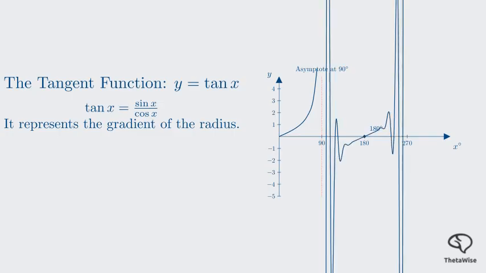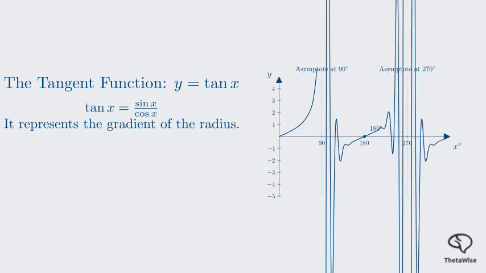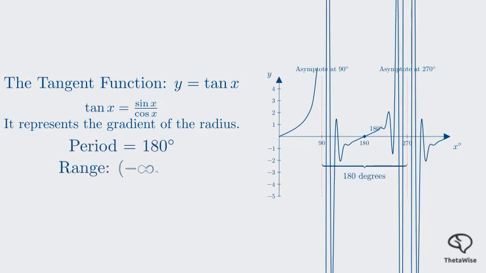Immediately after 90 degrees, the gradient flips to being very large and negative, then passes through 0 at 180 degrees. The same thing happens at 270 degrees. Another vertical asymptote. Unlike sine and cosine, which repeat every 360, the tangent graph repeats its pattern every 180 degrees. Notice that tangent is not restricted between -1 and 1. It can take any value from -infinity to +infinity.